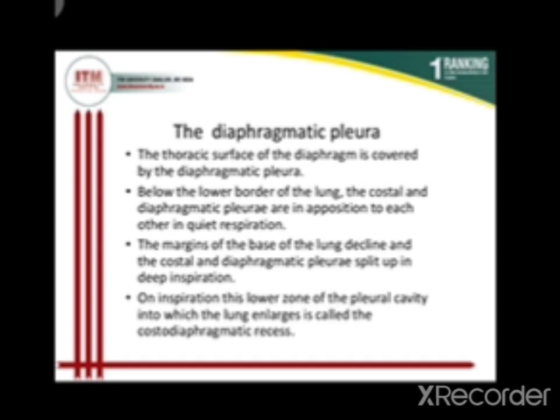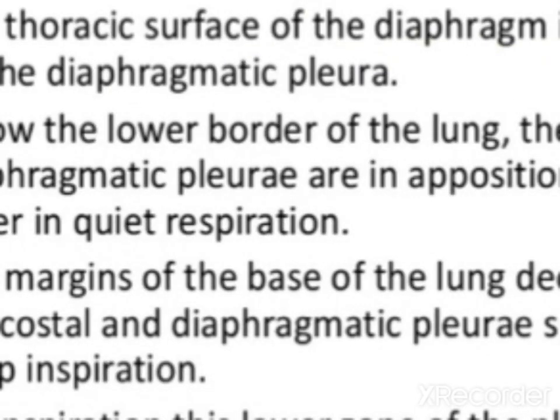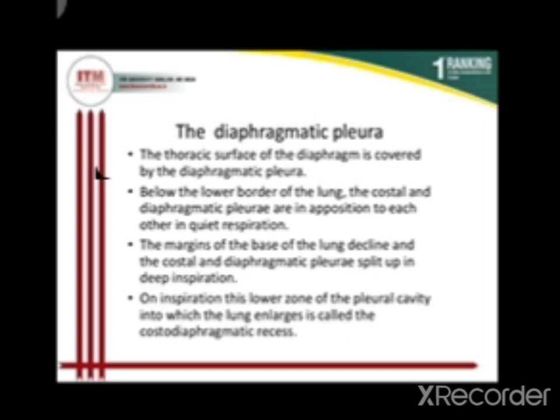So the thoracic surface of the diaphragm is covered by diaphragmatic pleura. Fine. So below the lower border of the lung, the costal and the diaphragmatic pleurae are in opposition to each other in quiet respiration. Fine. So first, the surface of the diaphragm is covered by the diaphragmatic pleura. Now, below the lower border of the lung, the costal and the diaphragmatic pleurae are in opposition to each other in quiet respiration. Fine.